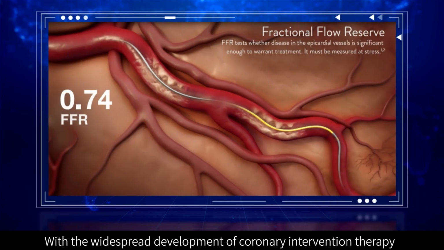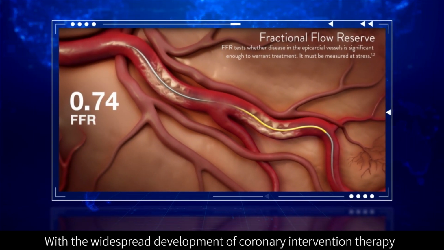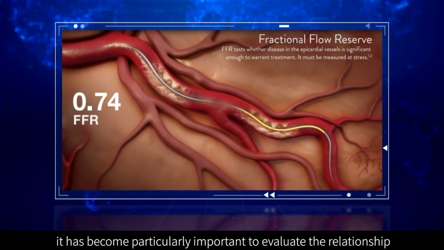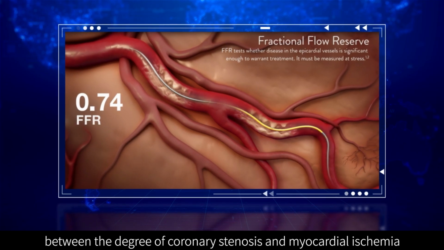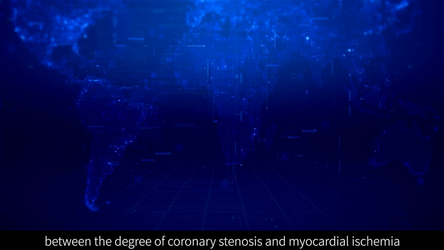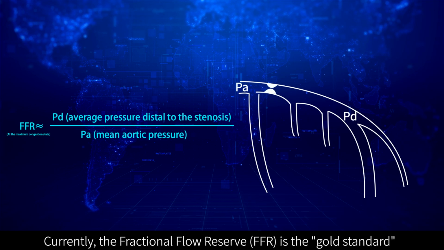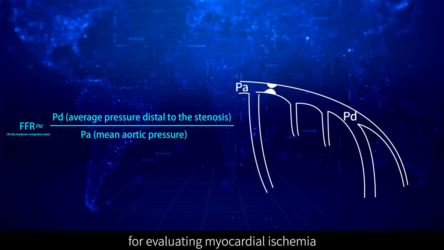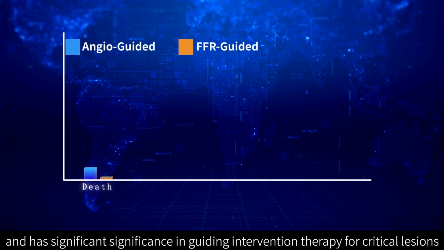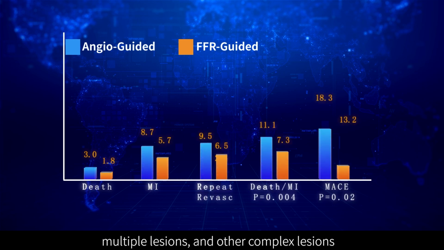With the widespread development of coronary intervention therapy, it has become particularly important to evaluate the relationship between the degree of coronary stenosis and myocardial ischemia and to guide intervention therapy more rationally. Currently, the Fractional Flow Reserve (FFR) is the gold standard for evaluating myocardial ischemia and has significant significance in guiding intervention therapy for critical lesions, multiple lesions, and other complex lesions.